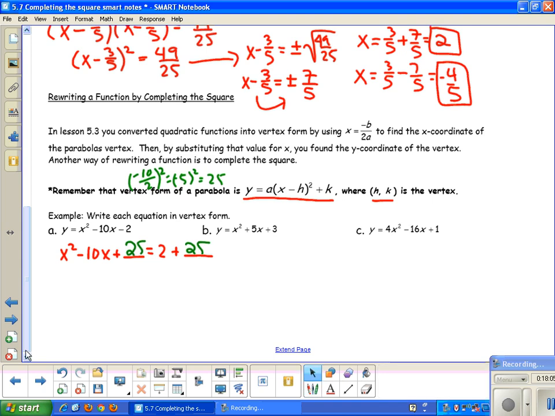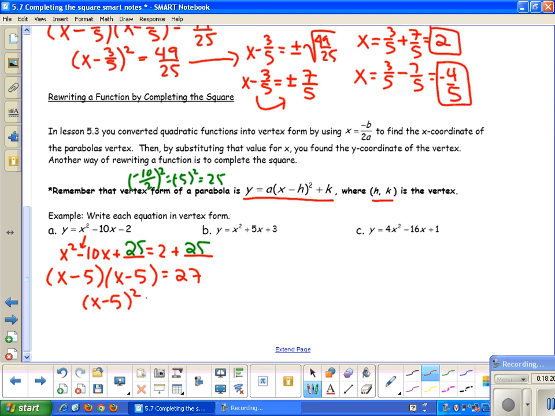And now I can factor this. So this becomes x, and since this is minus right here, it's minus 5 because it's half your linear term for that number, equals 27. And then we get x minus 5 quantity squared equals 27. And remember, for vertex form, notice that you keep your numbers like this in the equation, so the quantity squared and then plus k, so the only thing we have to do is take the 27 back to the other side and add our y back in. So y equals x minus 5 quantity squared minus 27. And that completed my square, and that's my equation in vertex form.